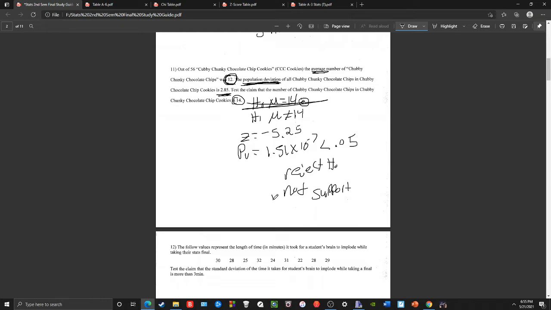So this part right here, to support or not support, that depends not only on what you reject, but what your claim was. That's why I always tell people to put a little C next to whichever one they believe is their claim, because that will help them determine what this part is, right?